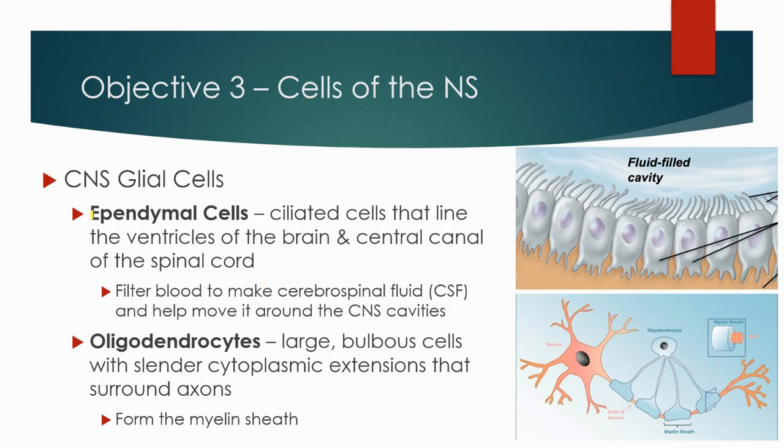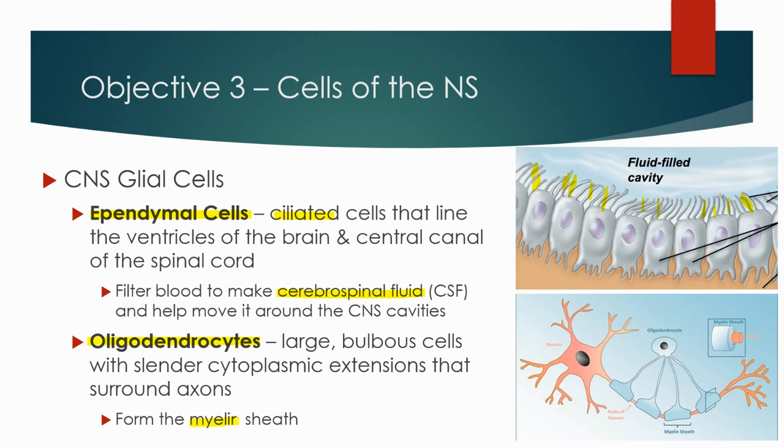We also have ependymal cells, and they are ciliated, which means they have these little hairs on them, and the cilia beat back and forth for movement. What these ependymal cells do is they produce cerebrospinal fluid, which is the fluid that surrounds our brain and spinal cord and the central nervous system. Not only do they produce that cerebrospinal fluid, but they also move it around in those cavities. We have oligodendrocytes, which are going to produce myelin.